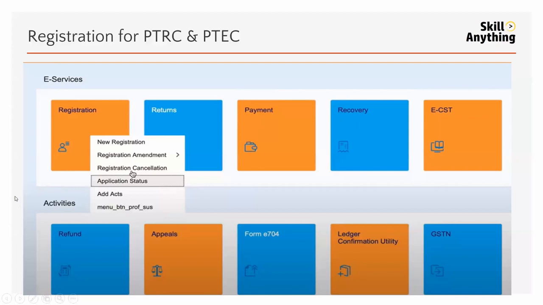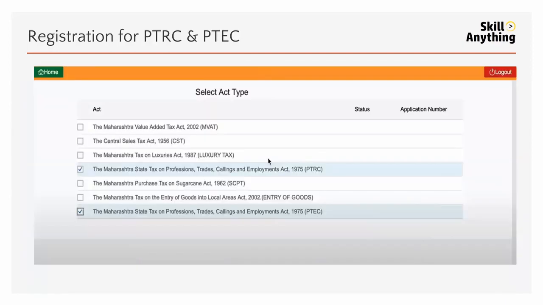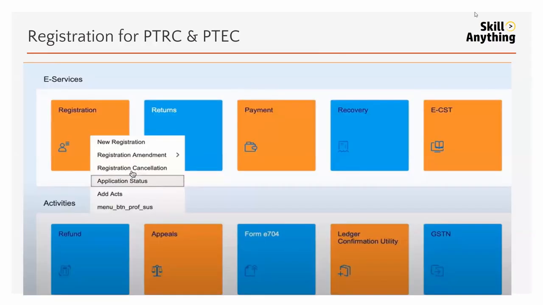And then after login, you will see this portal, this screen. Then you have to click on registration, then click on application status. After login, you will get this page. In that, you have to click on registration, and after that, new registration.